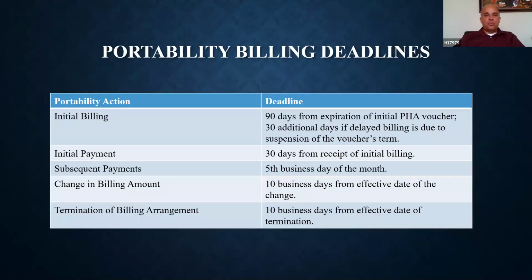Want to cover some portability deadlines here. So in a billing arrangement, this is a situation in which the receiving PHA administers a voucher. Initial billing is due 90 days from expiration of the initial PHA voucher. 30 additional days if delayed billing is due to suspension of the voucher term. Okay, so we provide some leeway there. Initial payment is due 30 days from receipt of initial billing. Subsequent payments are due the 5th business day of the month. Change in billing amount, this is 10 business days from the effective date of the change. And of course, termination of billing arrangement, similarly, it is 10 business days from the effective date of termination.